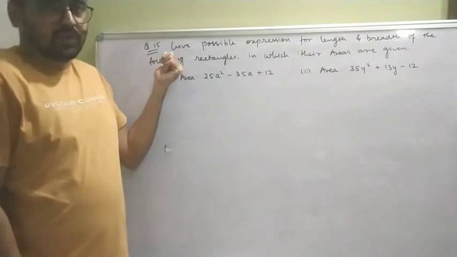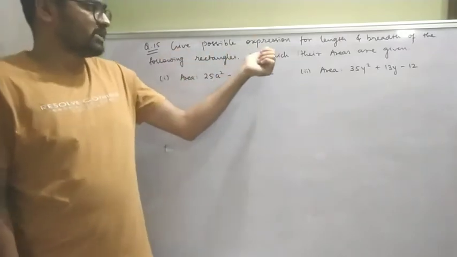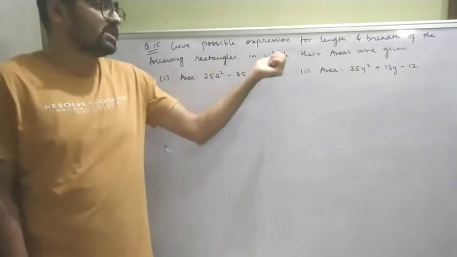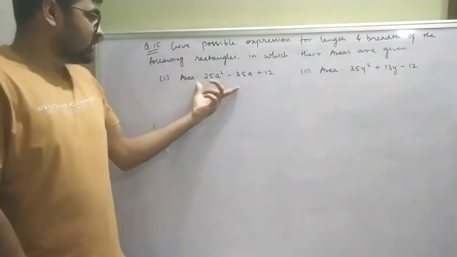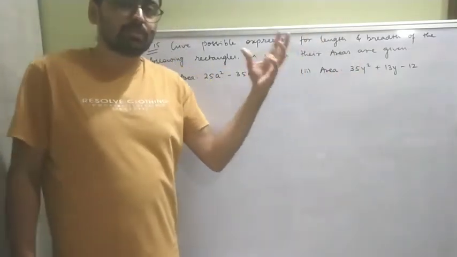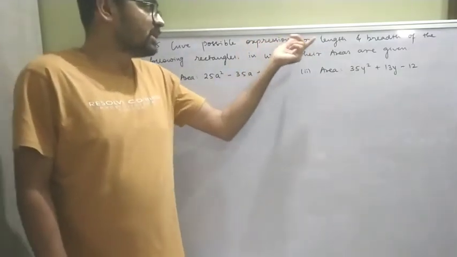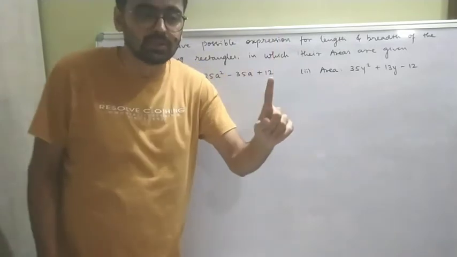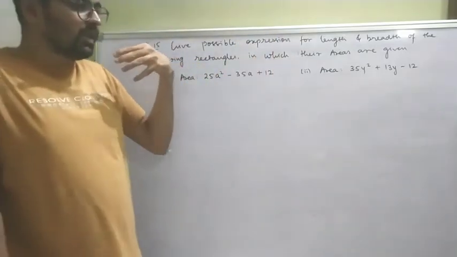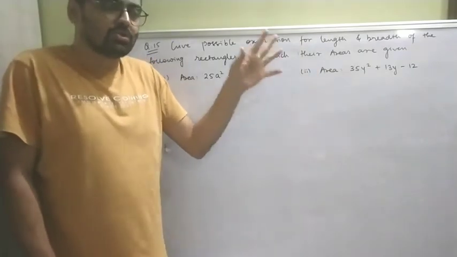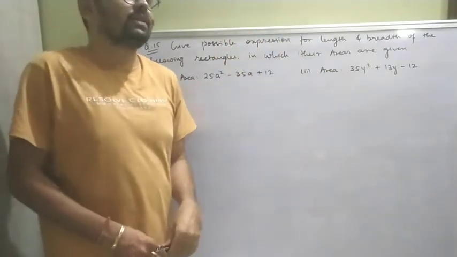Question number 15. Give possible expression for length and breadth of each of the following rectangles in which their areas are given. So these two are the expression for areas, and what we are supposed to find is the expression for length and breadth, possible expression. Why we say possible? Because if I say something as length, it may be breadth, because we are not certain. So possible expression for length and breadth.